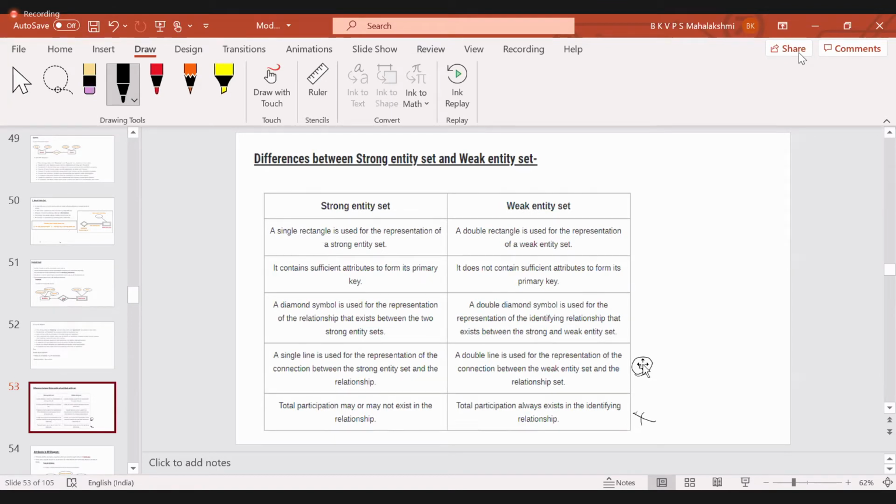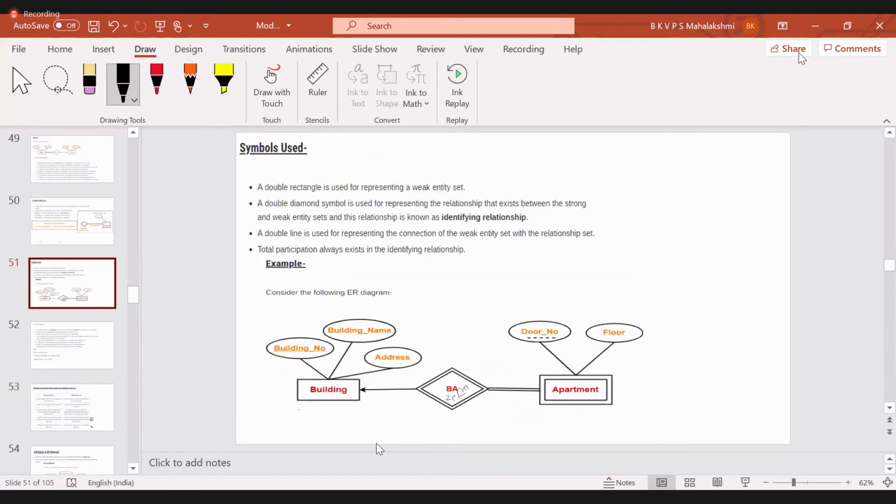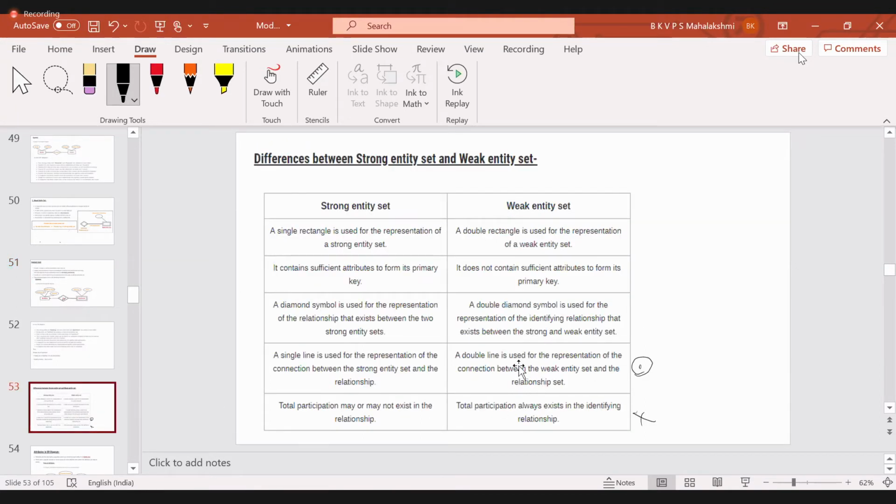The fourth point: a single line is used for the connection between the strong entity and the relationship. Now a double line is used for the connection between the weak entity set and the relationship set. A single line goes from the strong entity to the relationship set, and there should be a double line from the weak entity set to the relationship set. So this is the fourth difference.